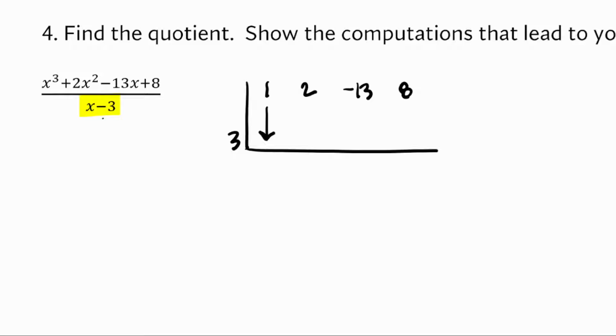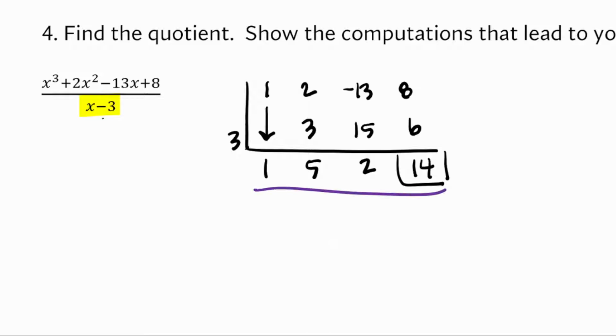And always the same with this. I drop down the first number, I multiply, and then I add. Multiply, add, multiply, add. Takes a second to check, yeah, it looks right, and then I'm going to copy out the quotient from these numbers that I'm kind of left with down here.